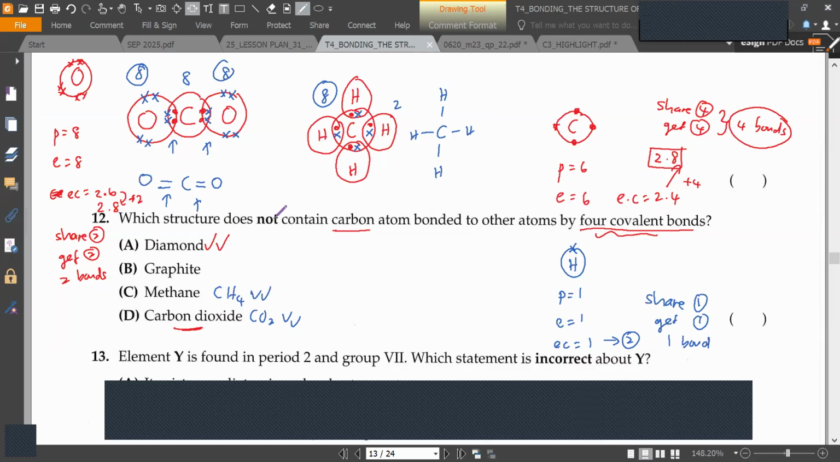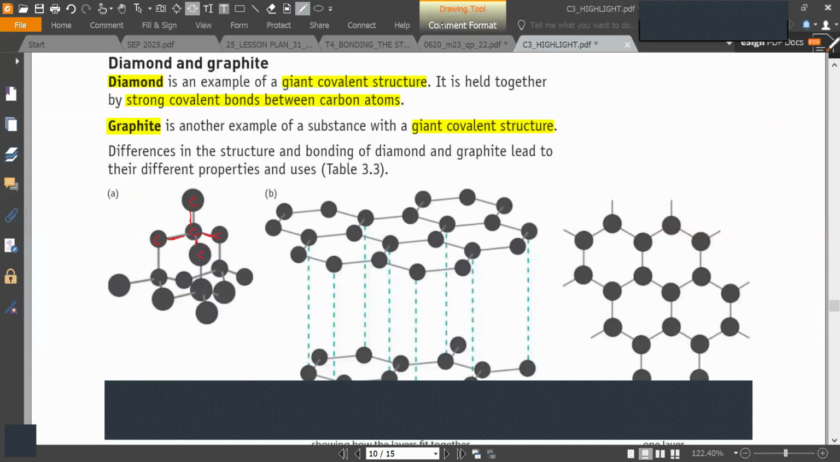How about graphite? For graphite, we can look at the notes. Actually, each carbon forms only 3 bonds. Each carbon has 4 outer electrons but is only forming 3 bonds. So it has 1 free electron for each carbon. That's why graphite has mobile electrons and can conduct electricity.